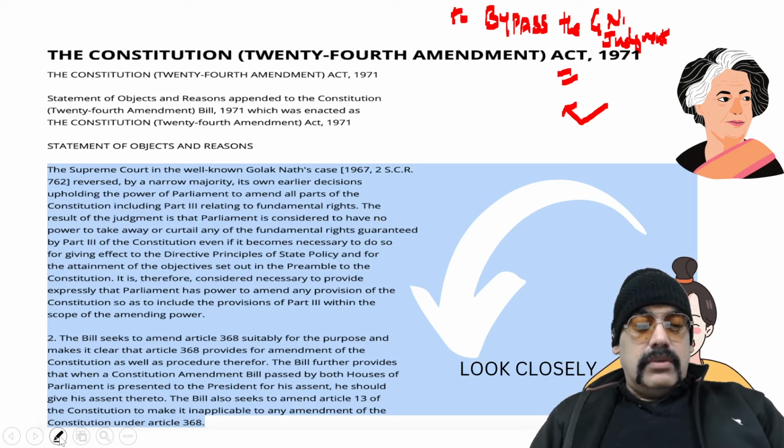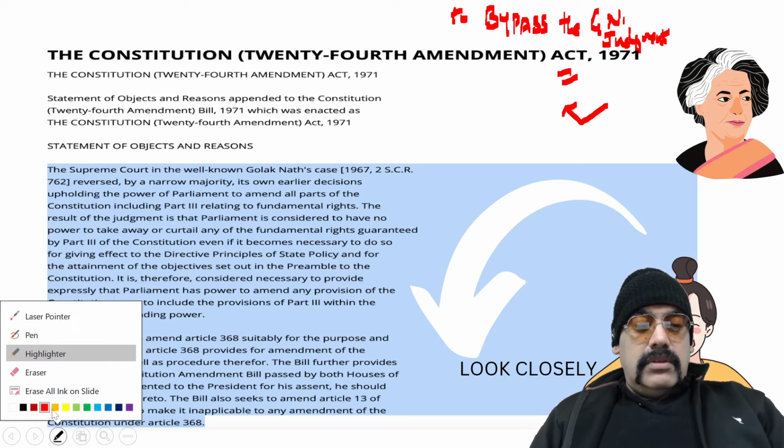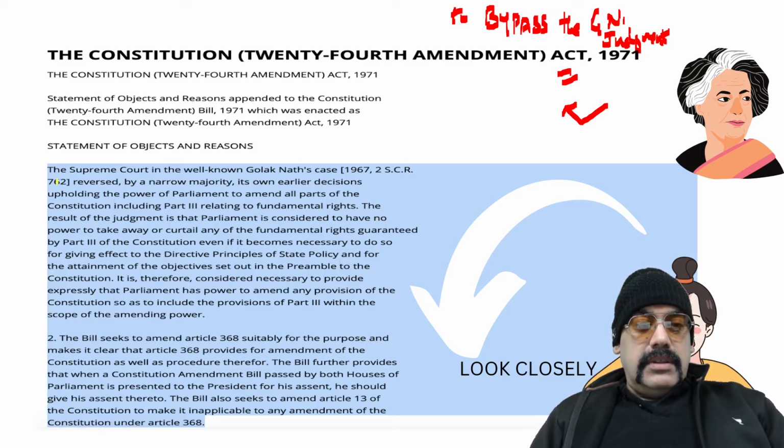So these are not my notes. You don't have to follow along, just pay attention. This is how toppers have to study. It says statement of objects and reasons. I'm not reading my notes, I'm not reading my book. I'm reading the screenshot of the 24th Constitutional Amendment Act 1971.